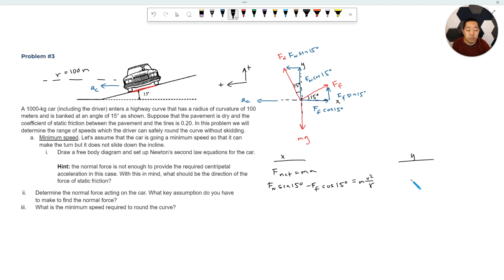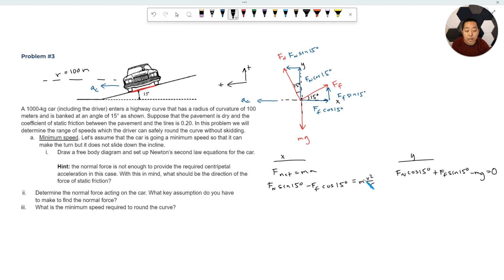How about the y forces? Any upward forces are positive. Fn cosine 15 degrees is up. The frictional force is also up, so that's positive, or the sine 15 degree component is. And then mg is down, so that's negative. And this has an acceleration of 0 because there is no vertical acceleration, just like the previous ones. It's just moving in a circle like this. It is not going up or down or accelerating up or down in any way.